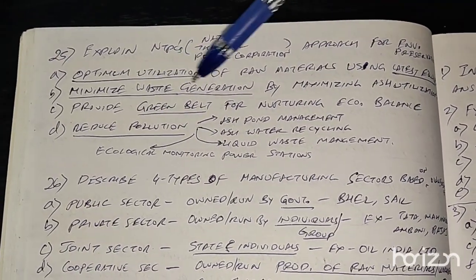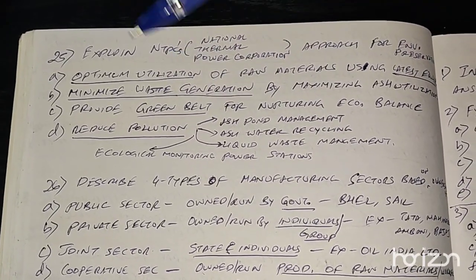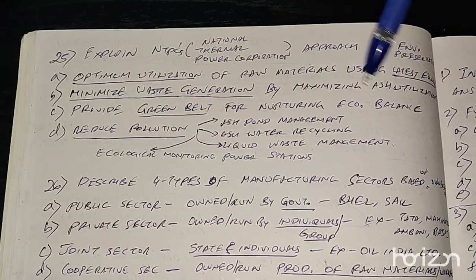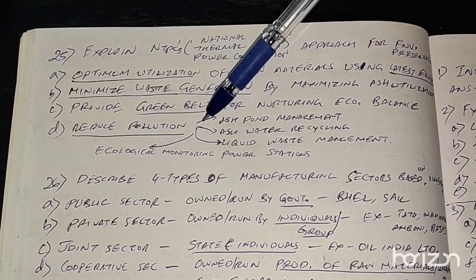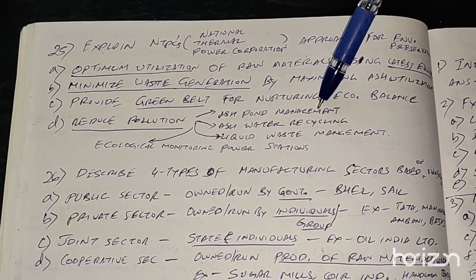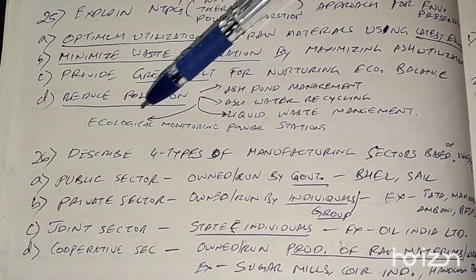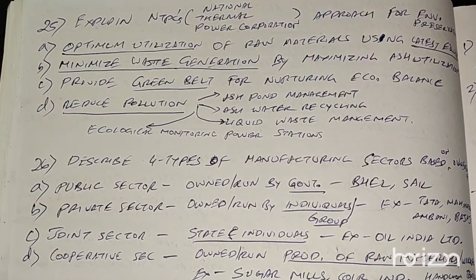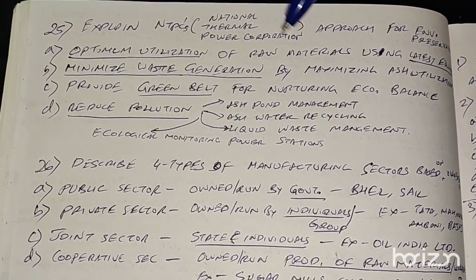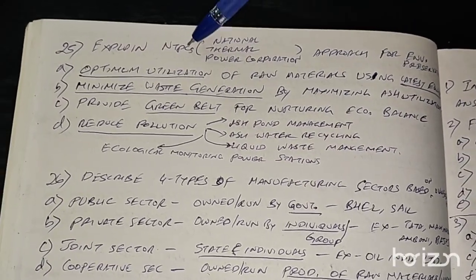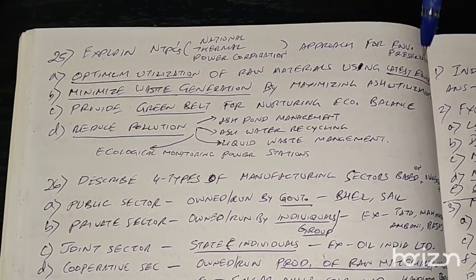And provide green belt for nurturing eco balance. So though we have the industry, we'll also plant trees, and we will provide a green belt for nurturing the ecology balance. And residue pollution: we will ensure ash pond management, ash water recycling and liquid waste management and ecological monitoring of our power stations. So what National Thermal Power Corporation is saying is, anybody who runs a thermal electric generation plant has to abide by all these rules, so that the environment is preserved.